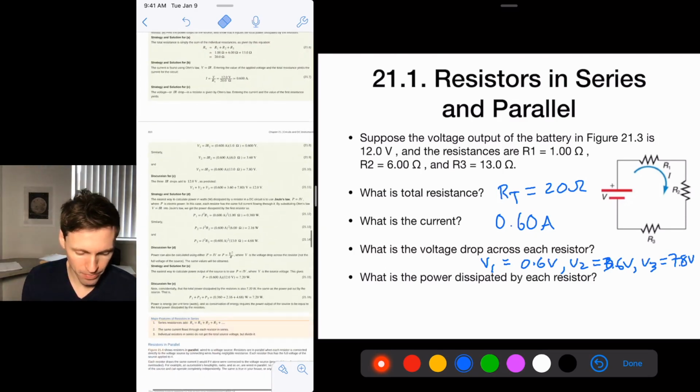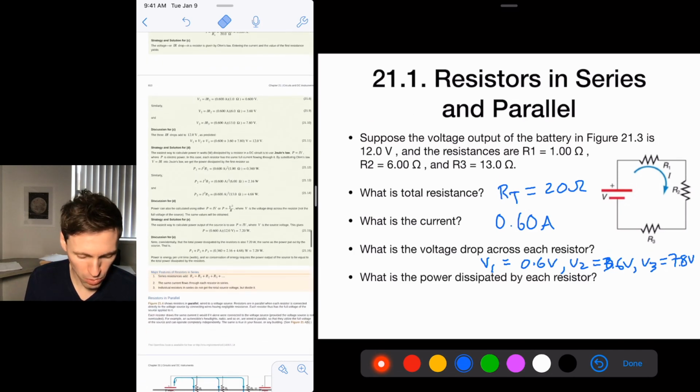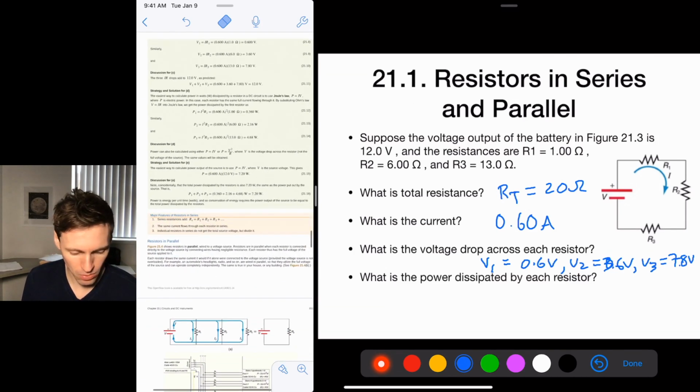So you can do it with P equals IV, or P equals I squared R. We know that the power across the first resistor is I squared times R1. And since the current is constant through each component, we do I squared and then times R1, R2, R3. Remember, power has units of watts. So you do that for each of them, and you get 0.36 watts, 2.16 watts, and 4.68 watts.